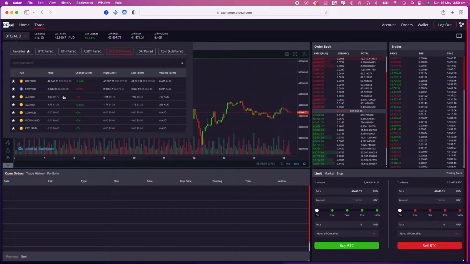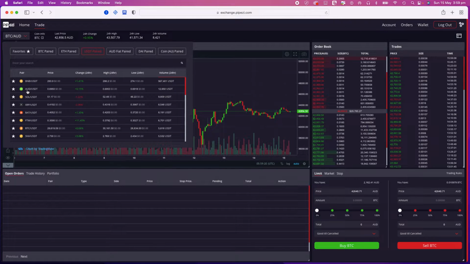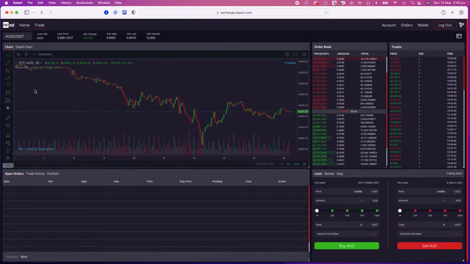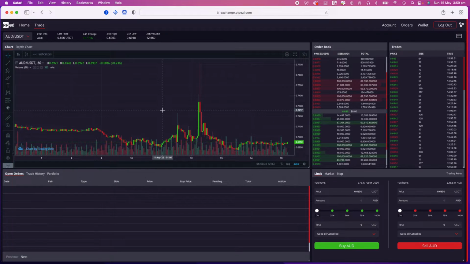You can see that we do have Bitcoin paired with Australian dollars. We've also got another coin paired with Australian dollars. And of course, if you want to buy USDT, if you go to the USDT pairs, you'll notice that Australian dollars is also paired with USDT. Great, let's do that. We select AUD USDT.